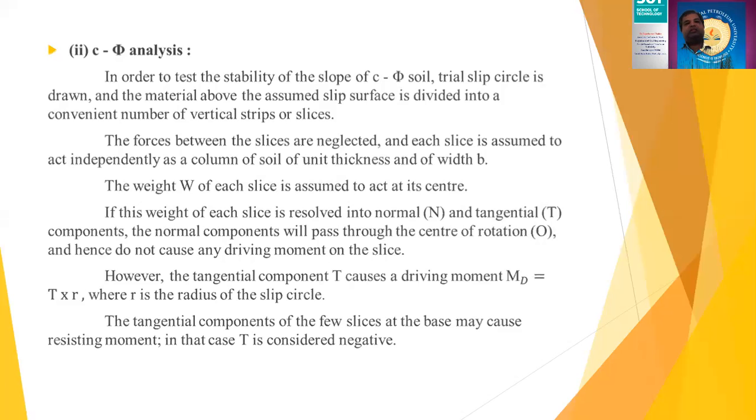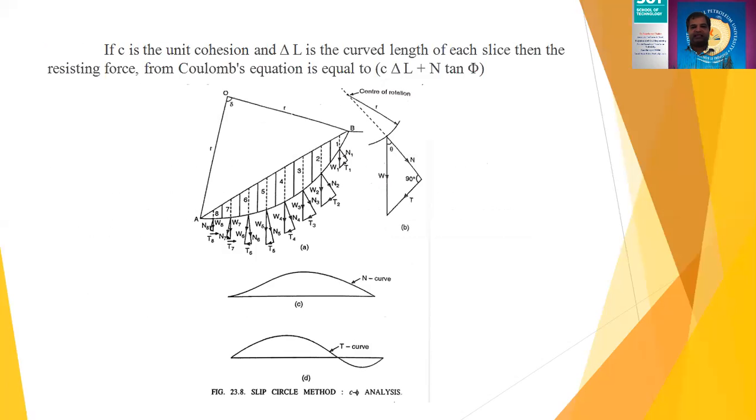In order to test the stability of the slope of c-phi soil, the trial slip circle is to be drawn. The material above the assumed slip surface is divided into a number of vertical strips or slices. I will just show you how it has been done. This is my slope that is to be analyzed, and which is made up of c-phi soil or a cohesive soil, it doesn't matter.